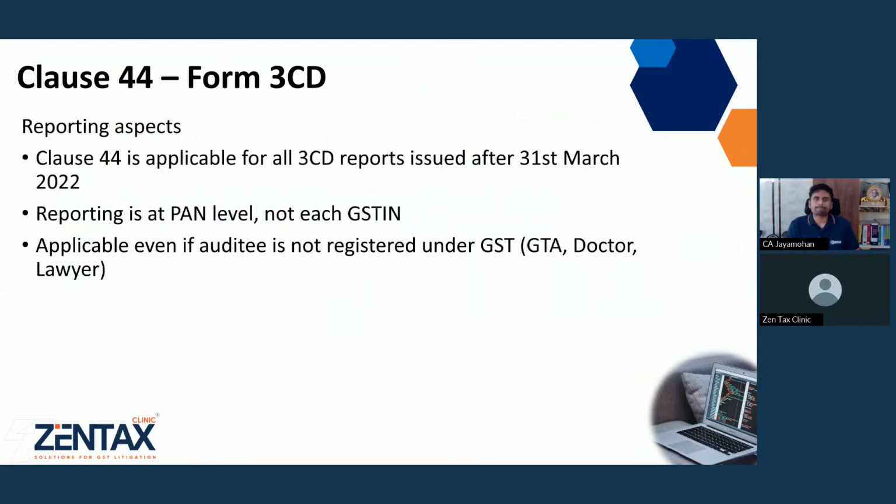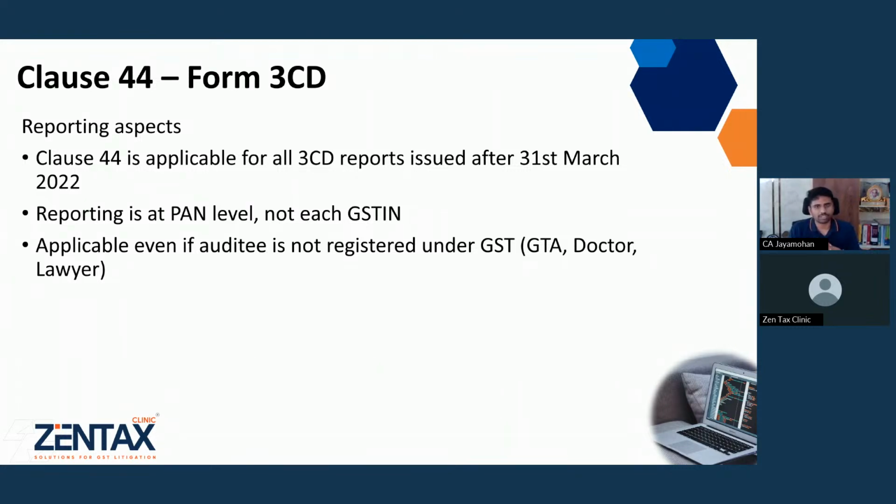So here, I will explain a few reporting aspects. Clause 44, as I already mentioned, is applicable for all the tax audit reports which are filed after 31st March 2022. See, we have come across certain practices where clause 44 is not actually filled. Only a declaration is provided, wherein it is stated that the details relevant to filling clause 44 are not able to be obtained by the taxpayers. That is the disclaimer that is mentioned in the tax audit report.